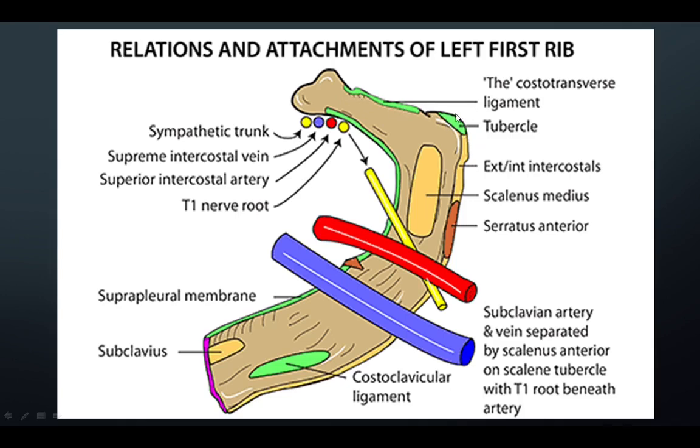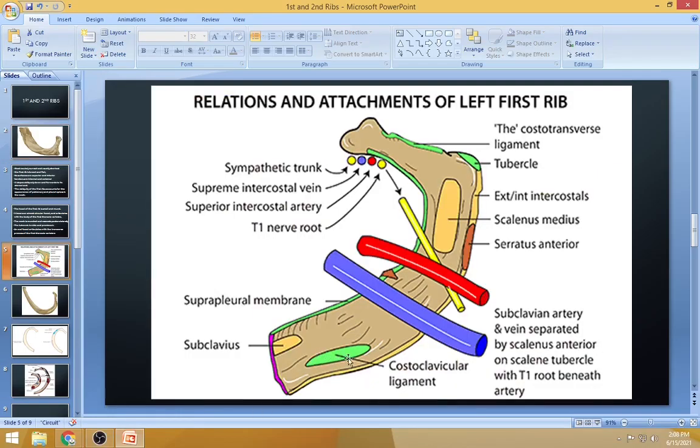Then to the tubercle of course you have the attachment of the ligament of the joint capsule of the costotransverse joint. Then external and internal intercostal muscles are attached to this outer border in this part. Then you have the attachment of a muscle called serratus anterior. Further down you again have the attachment of the external intercostal and internal intercostal muscles. And one more attachment here is the costoclavicular ligament. The costoclavicular ligament is attached to the superior surface.